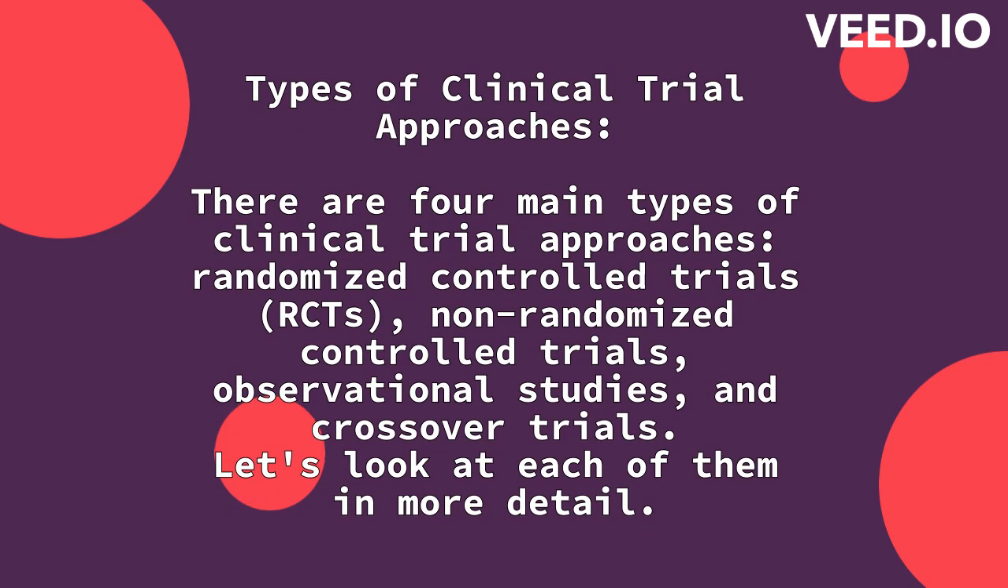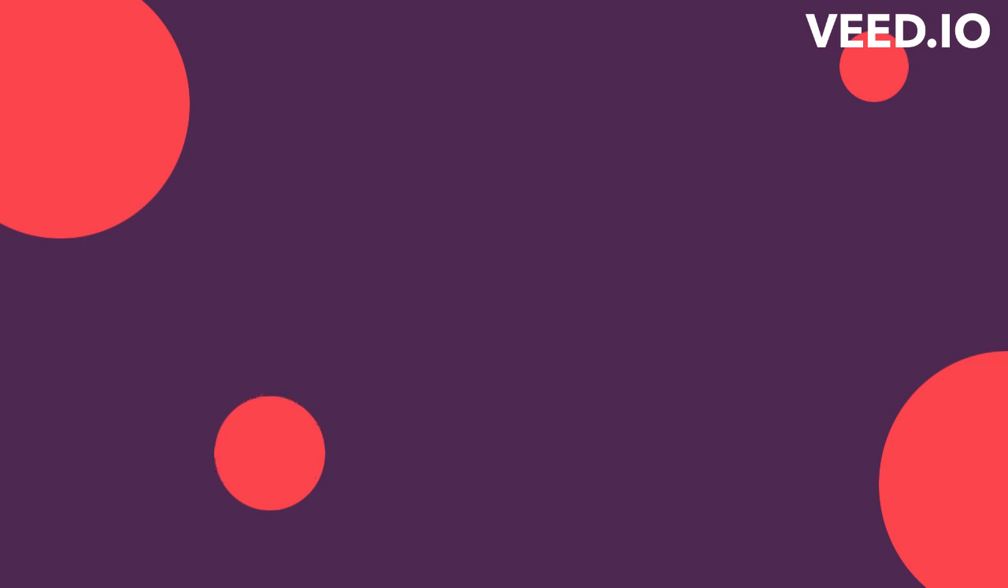Types of clinical trial approaches. There are four main types of clinical trial approaches: randomized controlled trials (RCTs), non-randomized controlled trials, observational studies, and crossover trials. Let's look at each of them in more detail.